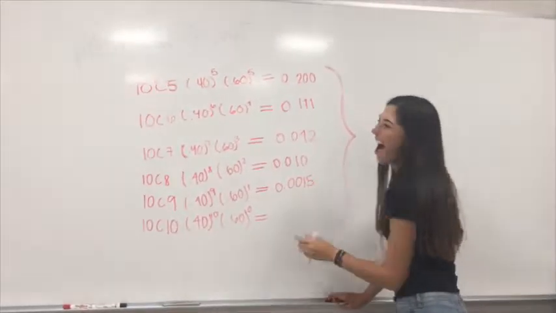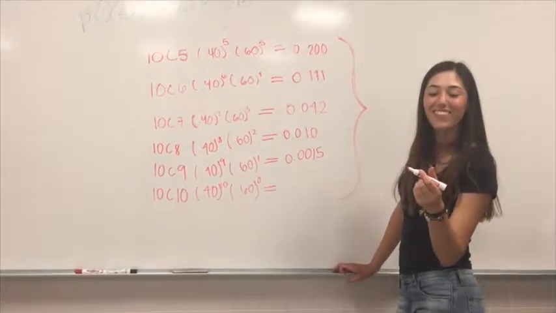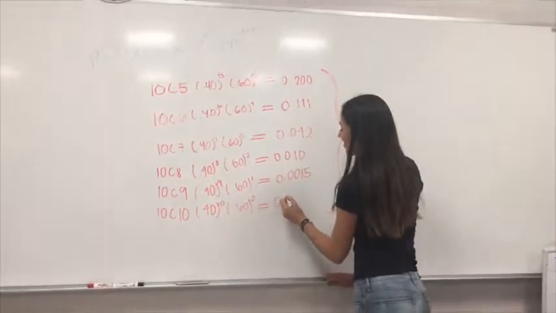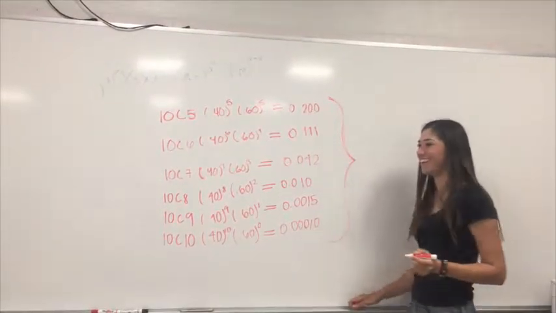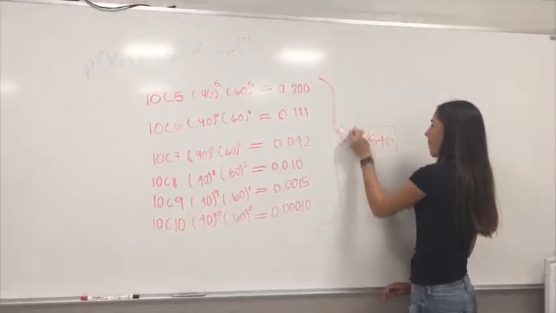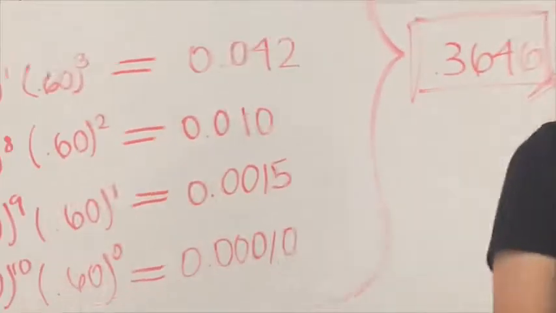10c9 times 0.40 to the power of 9 times 0.60 to the power of 1 equals 0.0015. 10c10 times 0.40 to the power of 10 times 0.60 to the power of 0 equals 0.00010. Then we will add all the answers and it will give you 0.3646.